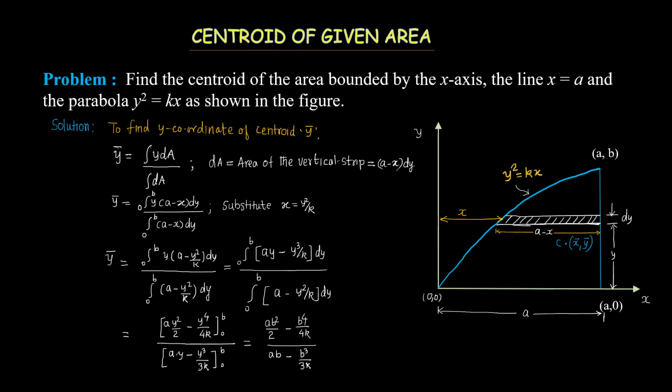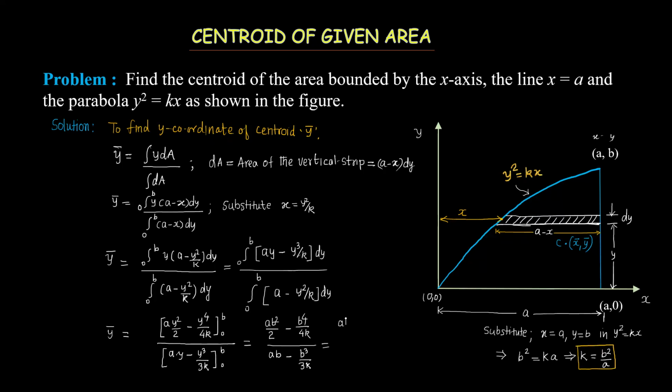Now we need to get the relationship between k and b. If you see this equation y square equal to kx, if I put x equal to a and y equal to b in this expression, let's see what is the relation between k and b. That will give you y is b, so b square equal to k times a, that will give you k equal to b square by a. This is a very important outcome. So we got k equal to b square by a.